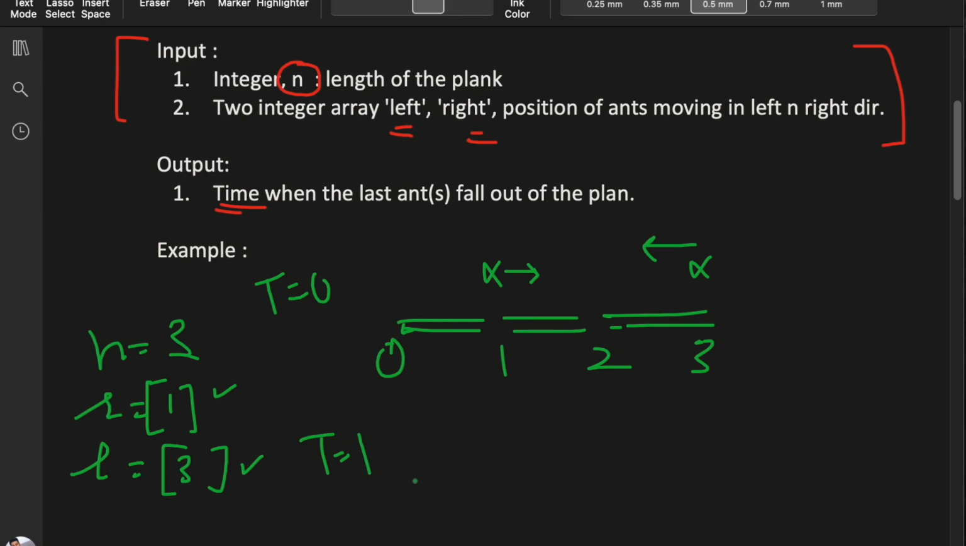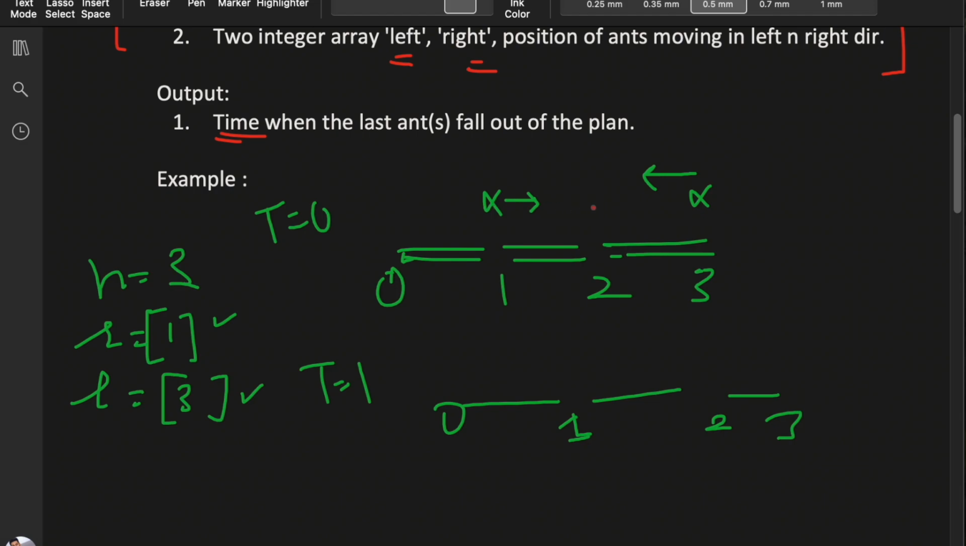So what would happen after 1 unit of time? This is our board 0, 1, 2, 3. After 1 unit of time, this ant would be here and this ant would be here, and the collision would happen at this position. After the collision, let's mark these ants as 1 and 2. After this collision, they will just reverse their direction. So after 1 unit of time, the first ant, instead of moving in the right direction, will move to the left direction, and the second ant will move to the right direction.